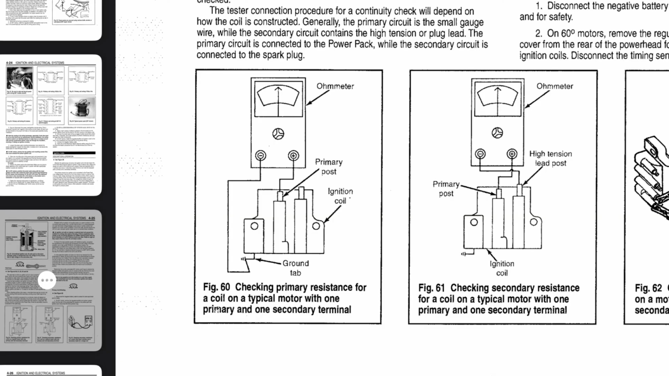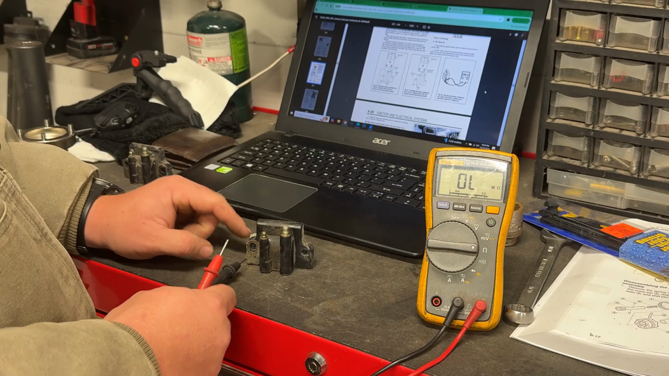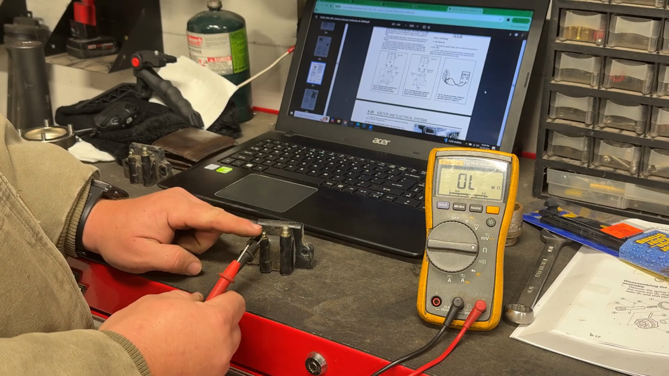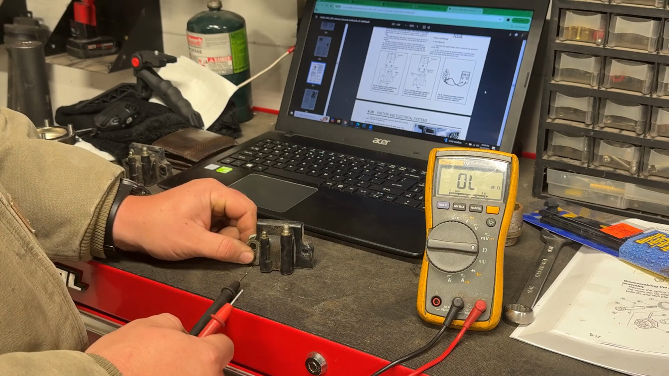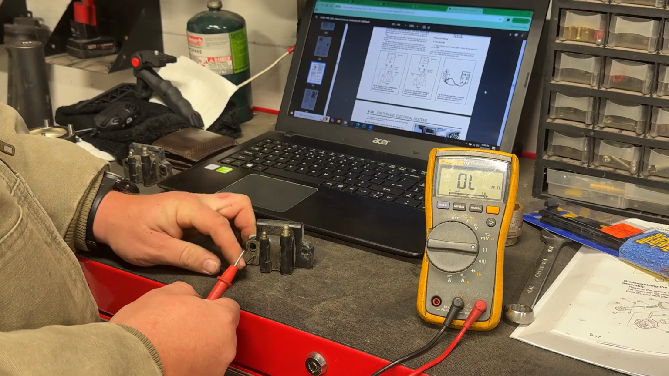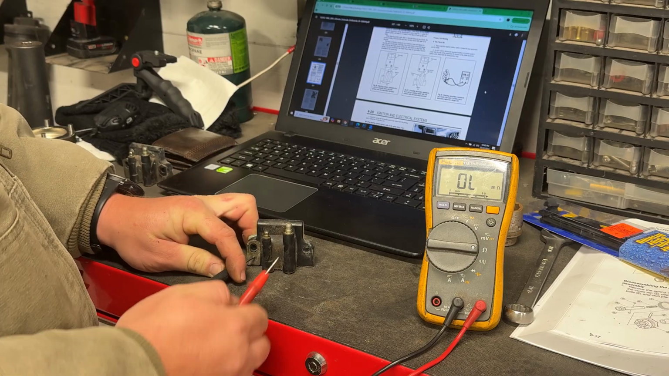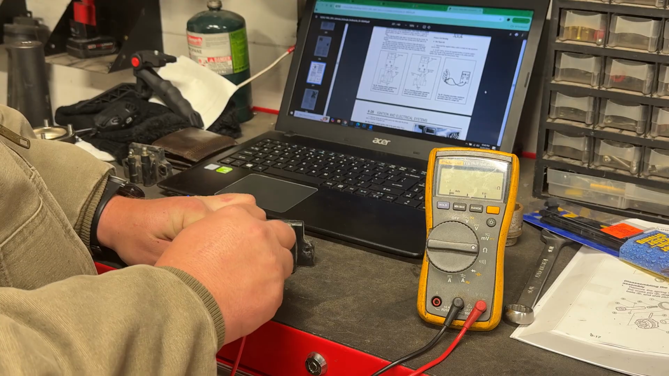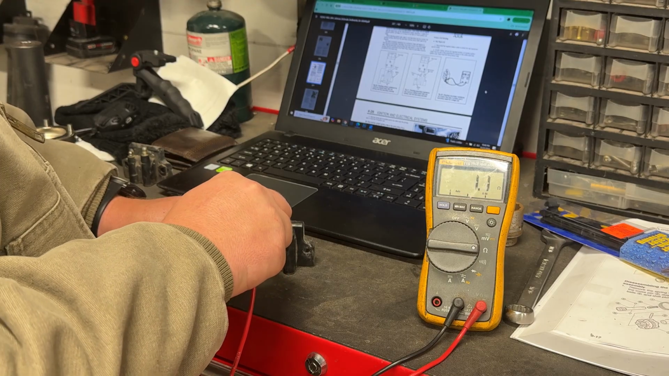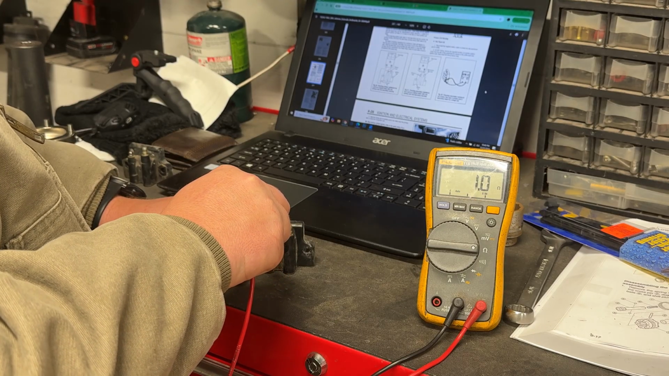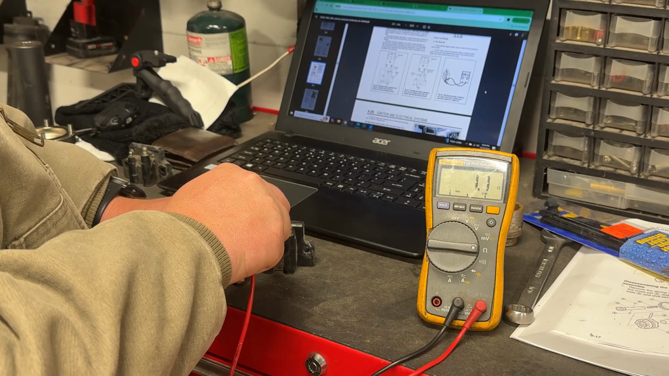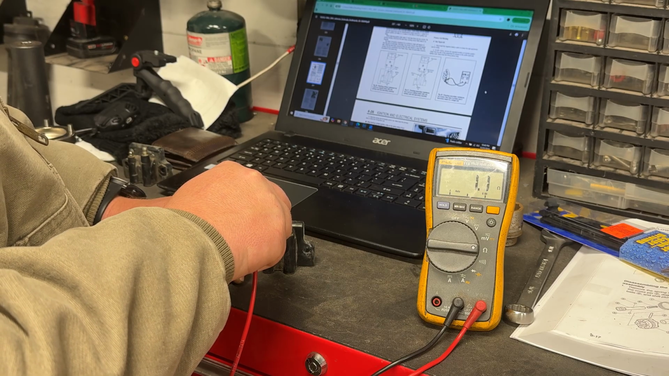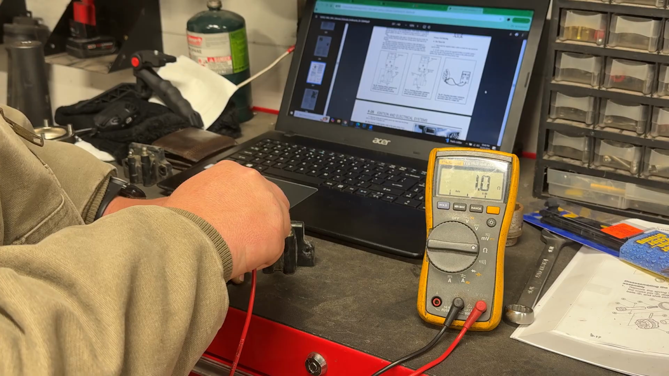And the first test, we're going to check the primary coil, the one that the small wire boot goes onto, and this the ground of the engine. So we're going to hook this up to the ground, and we're going to test this primary coil. And the primary coil should have between 0.5 to 1.5 ohms. So that's reading in within range.